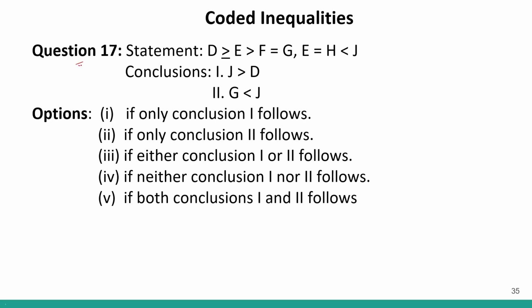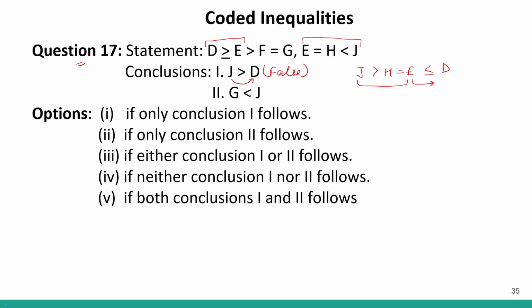Coming to question number 17. The first conclusion says that J is greater than D. That means we will move from J to D. If I look over here, I can see the relationship between J and E and D. So J is greater than H, which is equal to E, and E is less than or equal to D. So I can proceed up to E, but then I cannot go forward because we don't have a bigger door over here. This is a smaller door. So this is false. Correct?